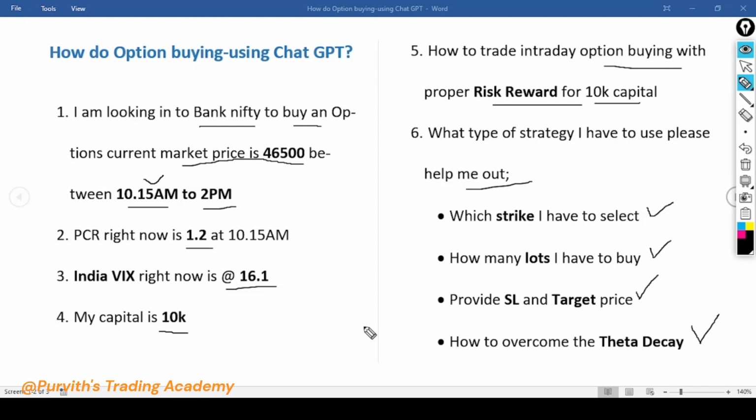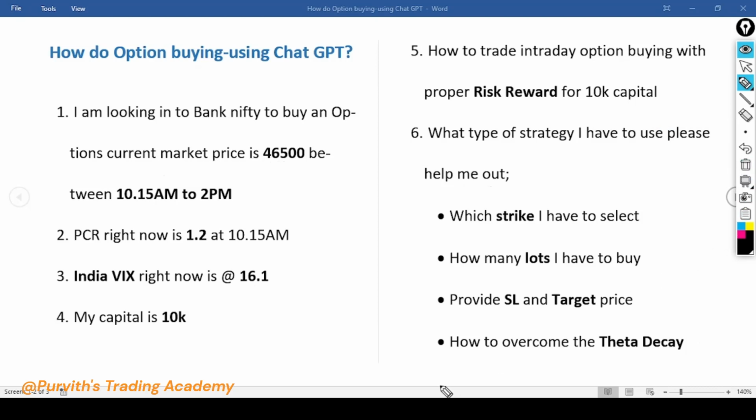Disclaimer: option buying involves a lot of risk. Most of the time you may wipe out your complete capital. That is why please do proper research before taking up option buying. Please do consult your financial advisor and act upon it.